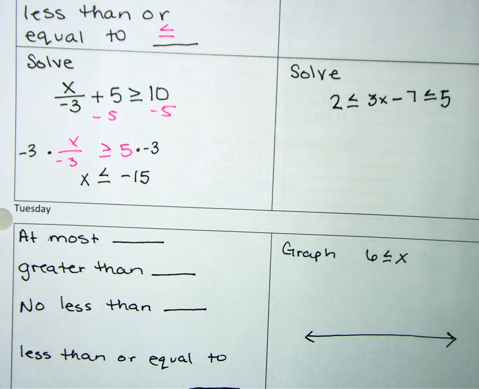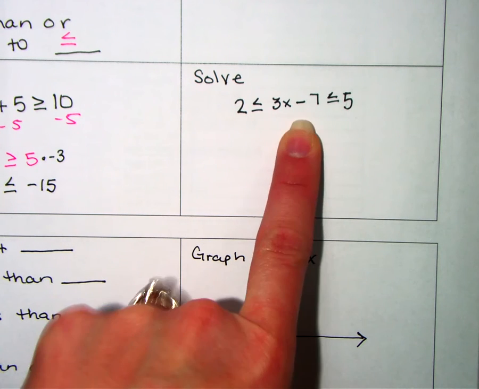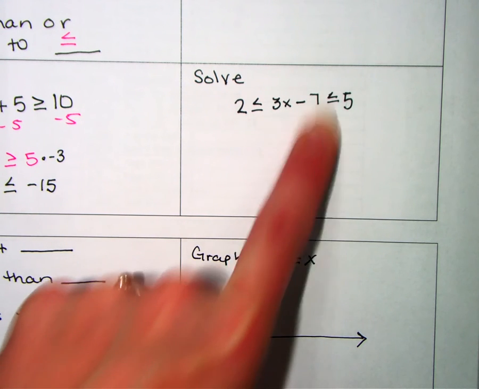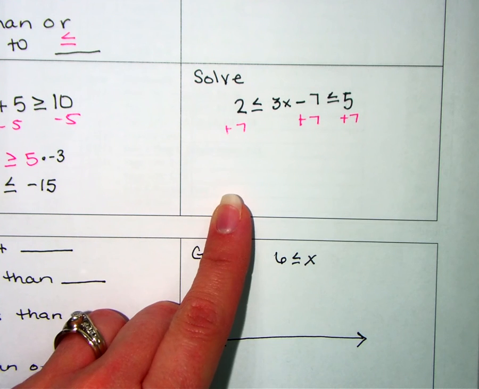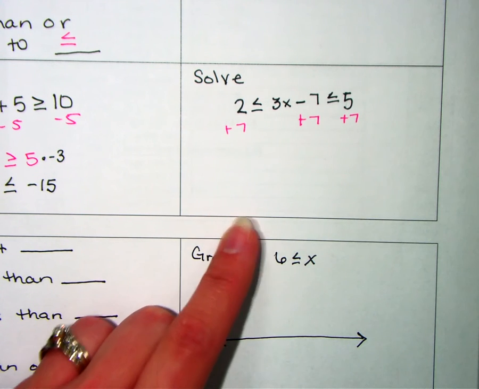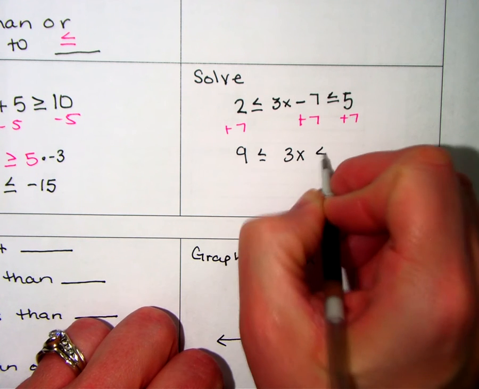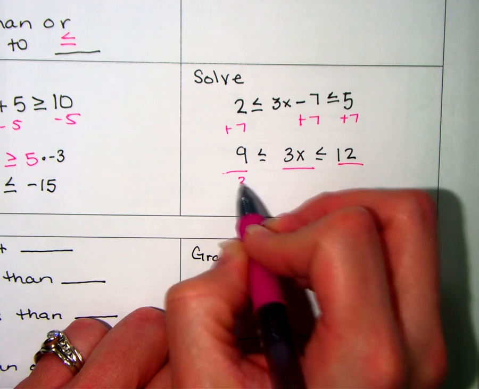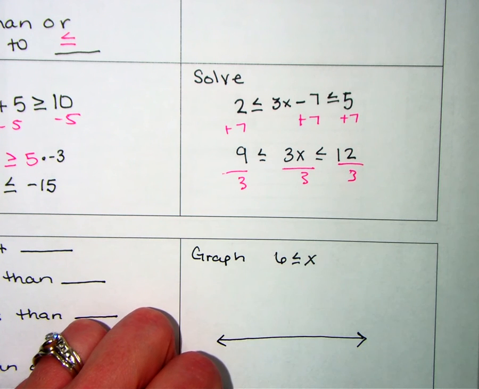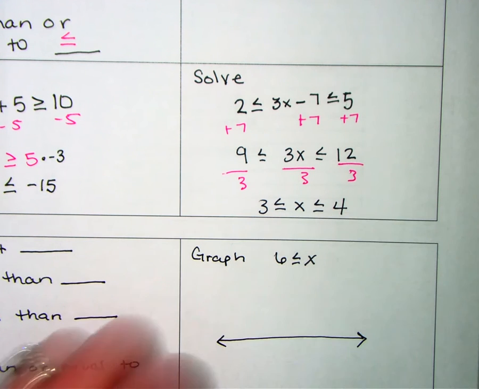Okay, then what we learned yesterday, this is the last thing, so those of you that were gone, this is kind of a preview of what we did yesterday. You come right in here in the middle and you undo that equation. So the first thing I want to do is add 7 to all 3 parts. Okay, when you add 7, you're going to have a 9 here, a 3x, and a 12. Divide all 3 parts by 3. And your final answer, 3 less than or equal to x, which is less than or equal to 4.